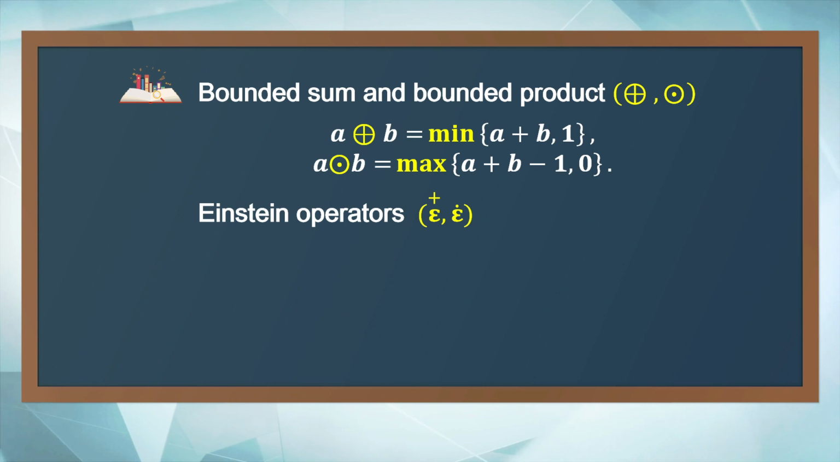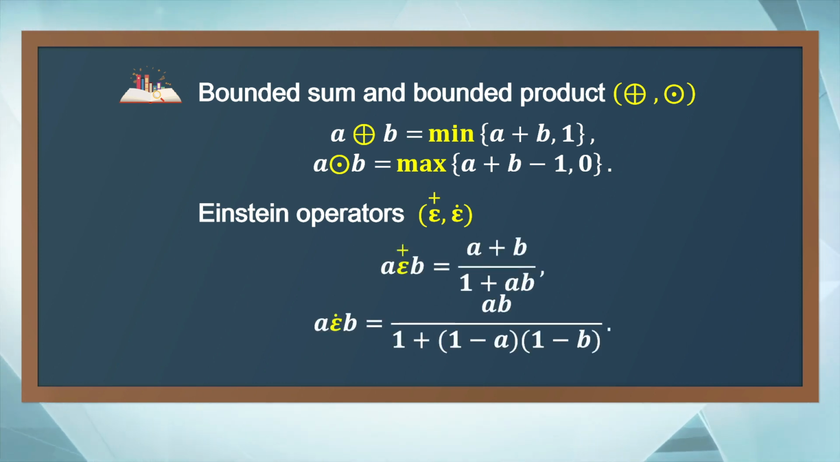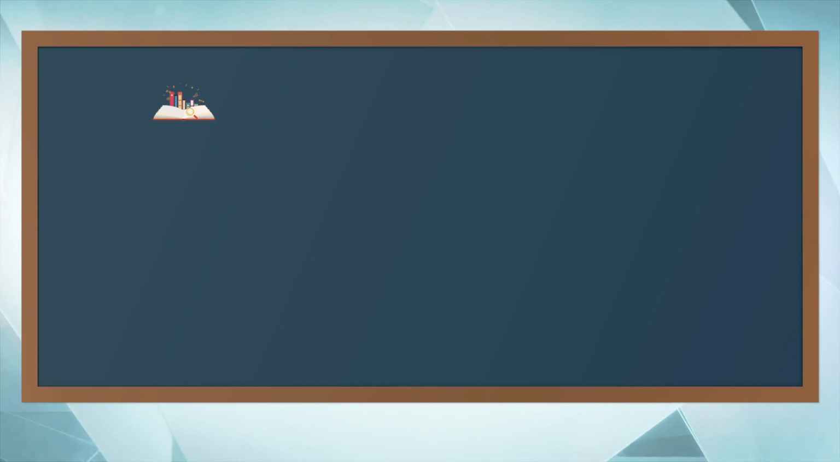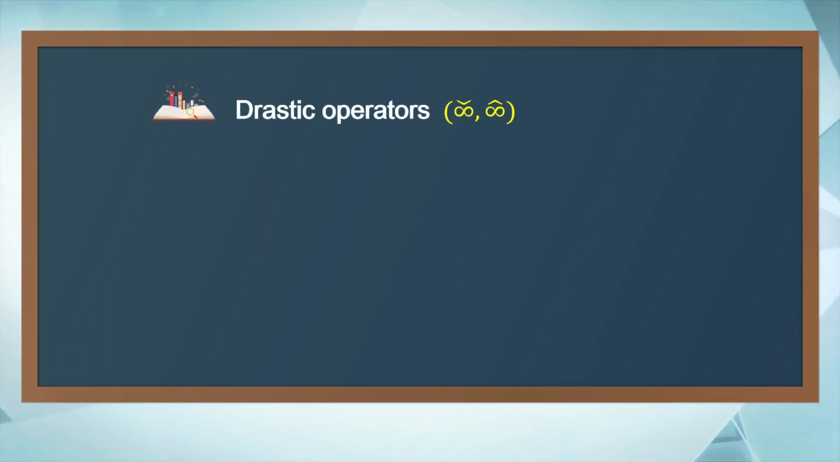Fourthly, the Einstein sum and Einstein product. The Einstein sum of A and B is A plus B over 1 plus A times B. And the Einstein product of A and B is A times B over 1 plus quantity 1 minus A times 1 minus B. Lastly, the drastic sum and the drastic product.